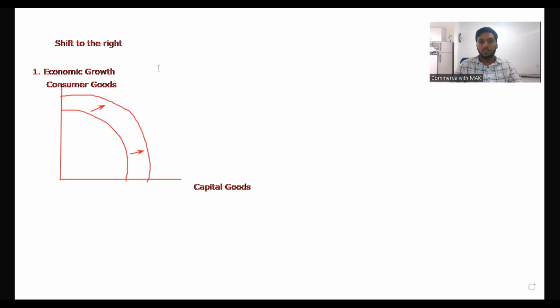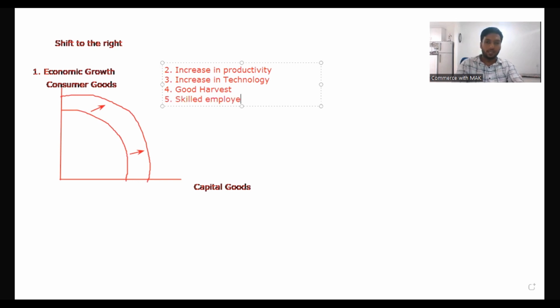One is economic growth. Second thing we can say is increase in productivity. The country is producing more than what they could produce. Increase in technology, so better technology, we can also say. Good harvest also can be another reason. In a country, they expected some harvest, but this time the harvest was good. Skilled employees can be another reason. Skilled employees make fewer mistakes and they can produce more. As far as I can remember, these are things you need to take down.